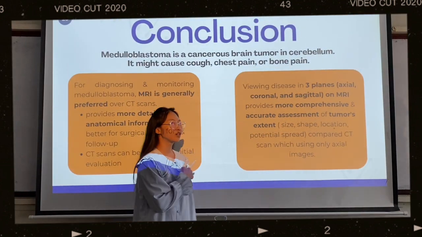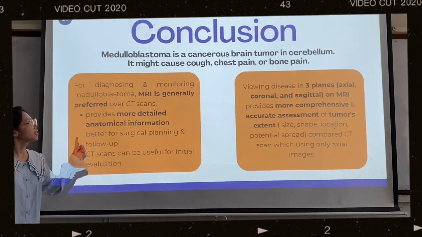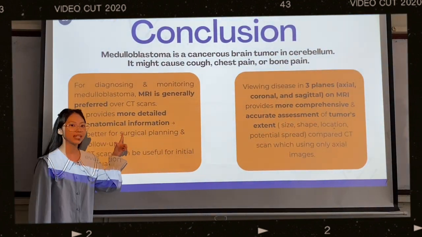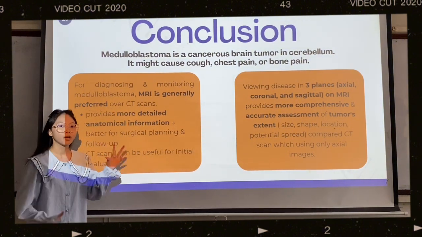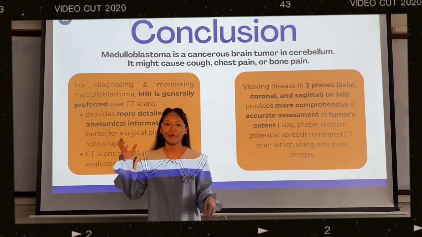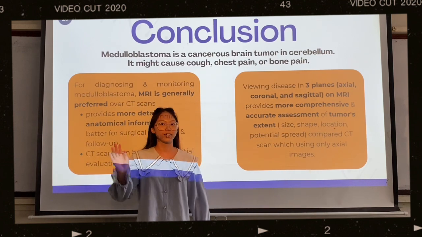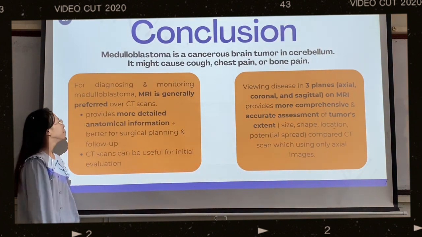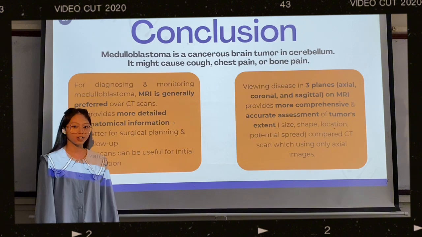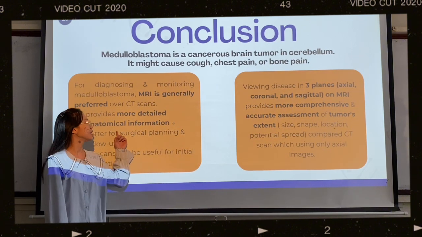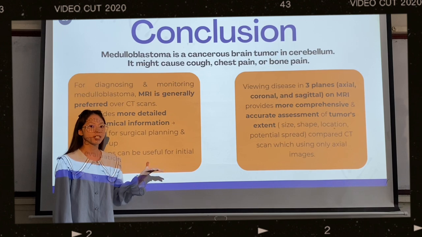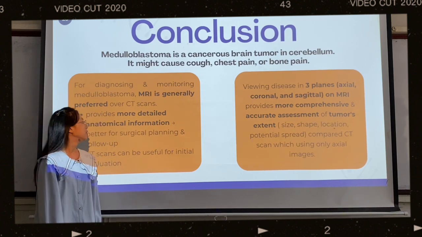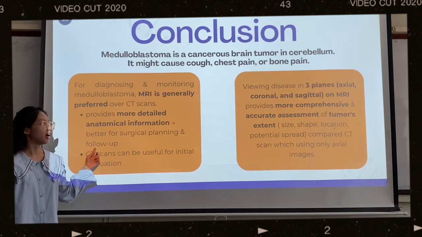Alright, so we come to the conclusion for our video. Medulloblastoma is a cancerous brain tumor that occurs at the cerebellum. So we can see, comparing MRI and CT scan, actually MRI is more preferred to detect or diagnose medulloblastoma because MRI provides a superior soft tissue resolution, which can provide more detailed anatomical information, allowing physicians to plan better for surgical and also follow-up.